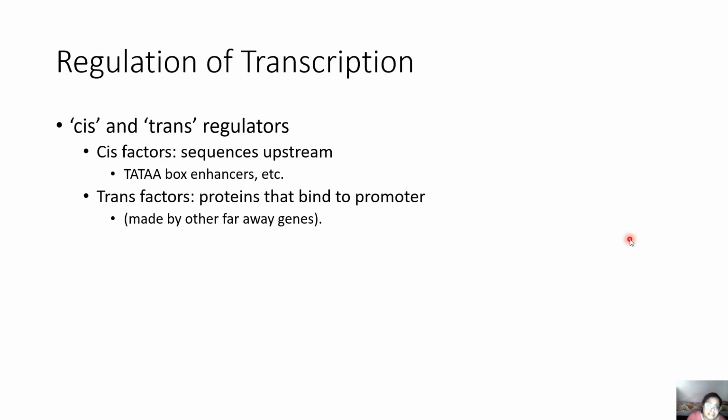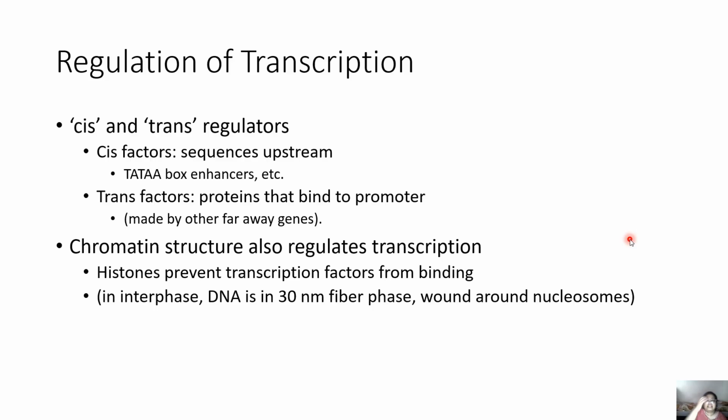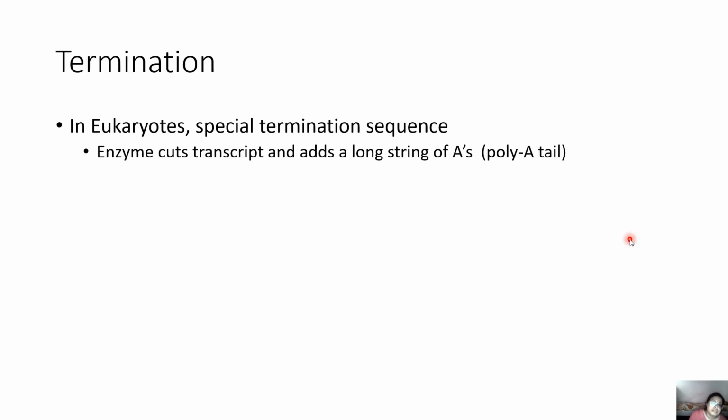Now, how does the regulation of transcription happen? There are cis and trans regulators. Cis factors are sequences upstream, so we have the TATA box and enhancers, and there are trans factors, proteins that bind to the promoter, made by far away genes. Chromatin structure also regulates transcription. The histones prevent transcription factors from binding. In interphase, DNA is in the 30 nanometer fiber form, wound around the nucleosomes.